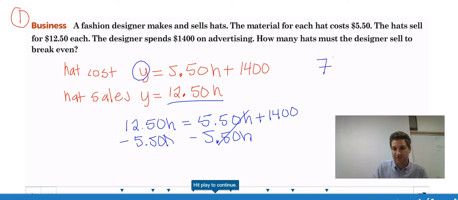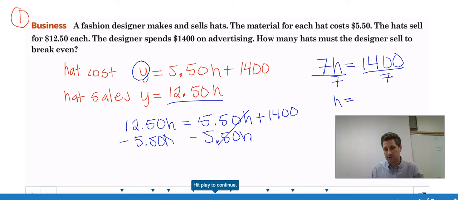So it becomes 7H equals 1400. And divide by 7, it should be 200, I believe. Again, let's always double check. And I did not mean to say 200.